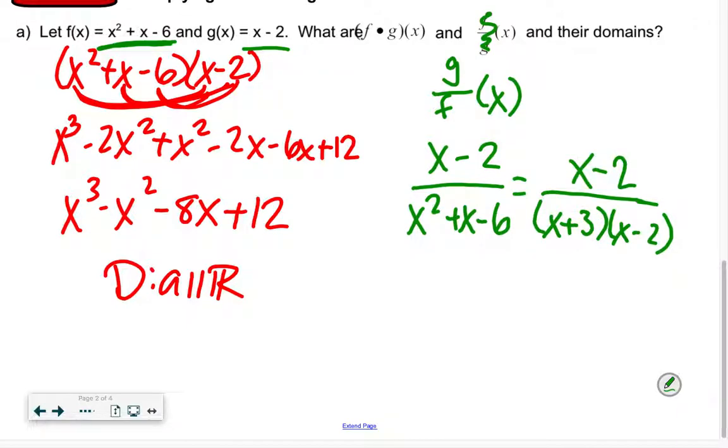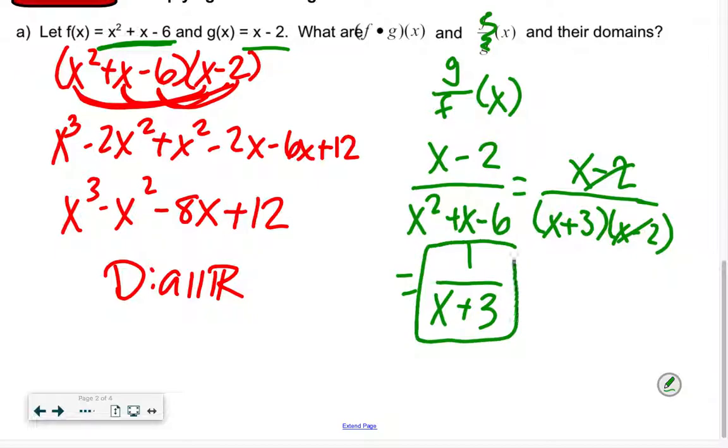What do you notice? Yeah. Now that I have separated them, I can cancel a whole bubble, as I would call it, a whole parentheses set. Okay? Since your x minus 2 matches your x minus 2 down here, they're exactly the same, you can cancel them. Okay? What do I put up top? 1, not 0, okay? Biggie. What do I have left on bottom? X plus 3. That is our answer for g divided by f.